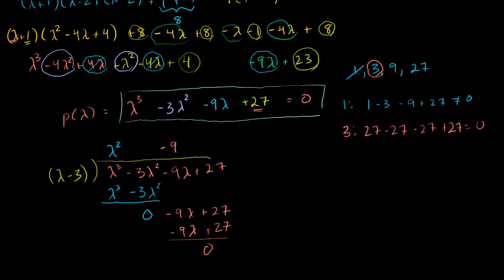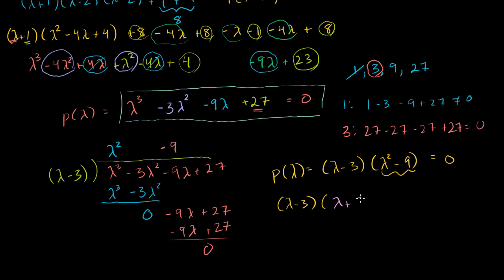So our characteristic polynomial has simplified to lambda minus 3 times lambda squared minus 9. And of course, we're going to have to set this equal to 0 if lambda is truly an eigenvalue of our matrix. And this is very easy to factor. So this becomes lambda minus 3 times lambda plus 3 times lambda minus 3, and all of that equals 0. And these roots, we already know one of them. We know that 3 is a root, and actually this tells us that 3 is a root as well.